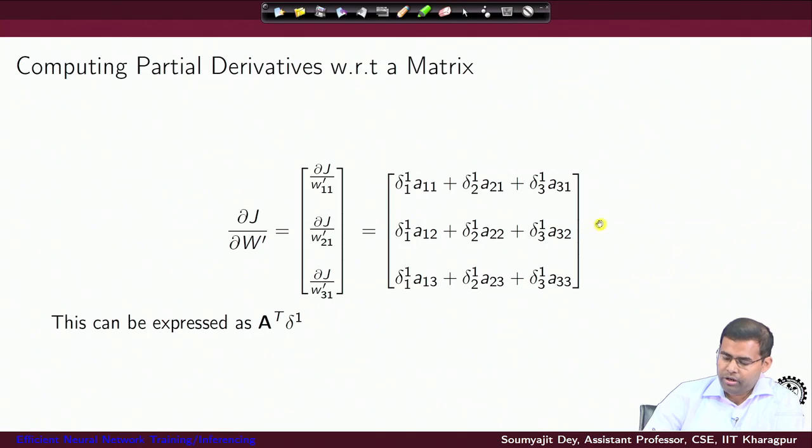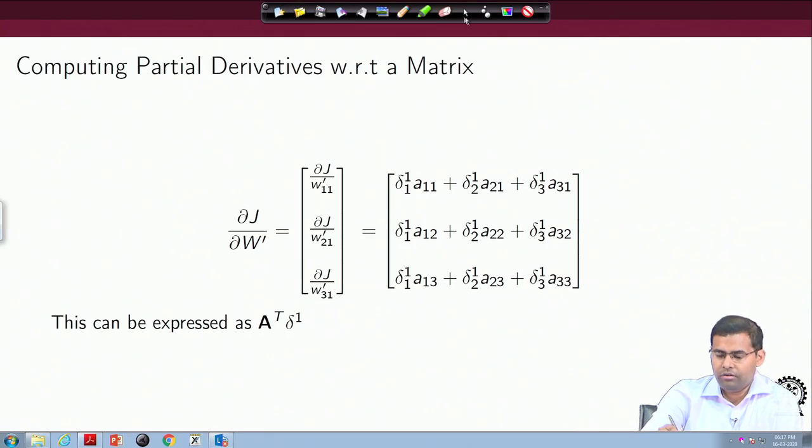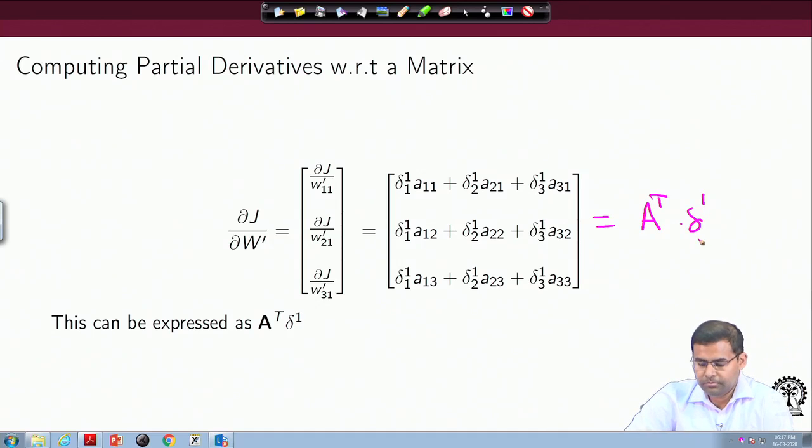Now, one way to write it would be, because as you can see that we have the entire A matrix here in a transposed form, right. So, let us say it is just nothing but A transpose delta 1. I hope it is clear why we are writing A transpose delta 1, because here as you can see for the different components we are essentially getting A in the transposed form.